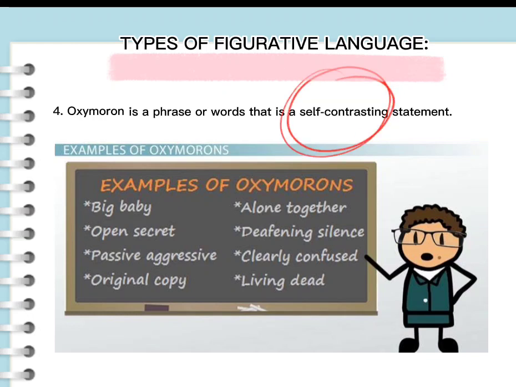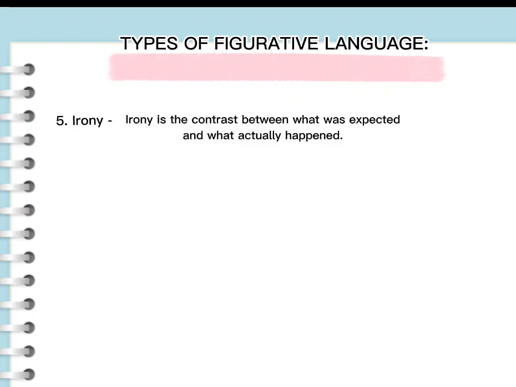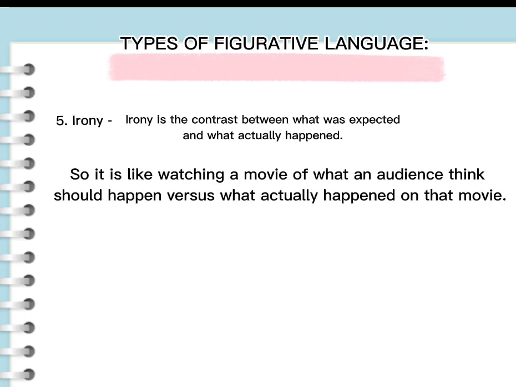Next type of figurative language is irony. Irony is the contrast between what was expected and what actually happened. So it is like watching a movie, of what an audience thinks should happen versus what actually happened in that movie. Now let's have some examples.